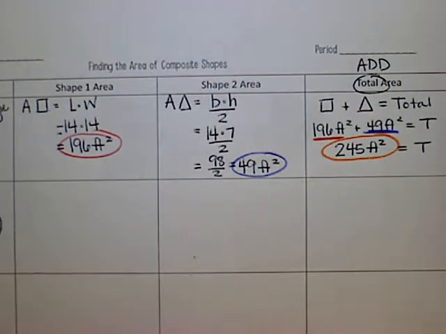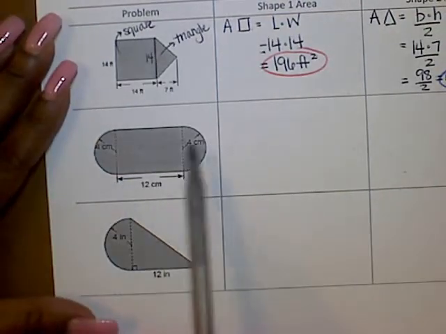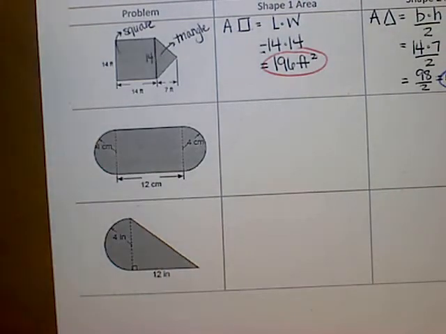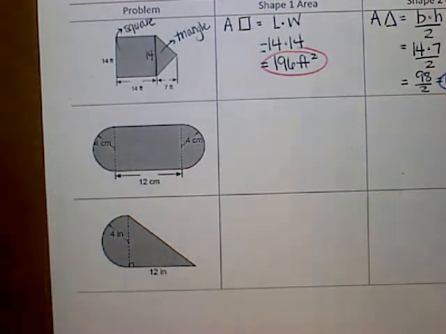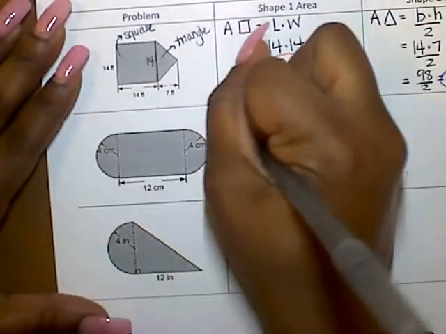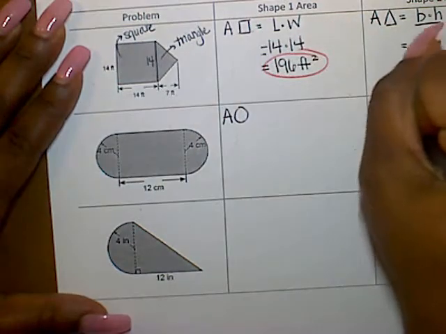Let's practice the next one. Pause it as you need to get everything down. So for our two shapes, I see we have a semicircle and a rectangle. I want two shapes, so I know that because the radiuses are the same, we can put the semicircles together to form one circle. So the area of one circle, and then we have the area of a rectangle.